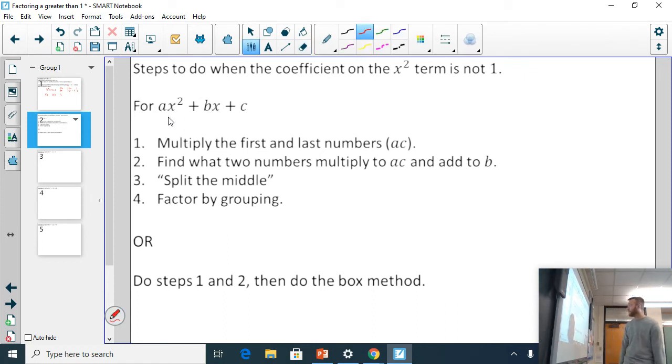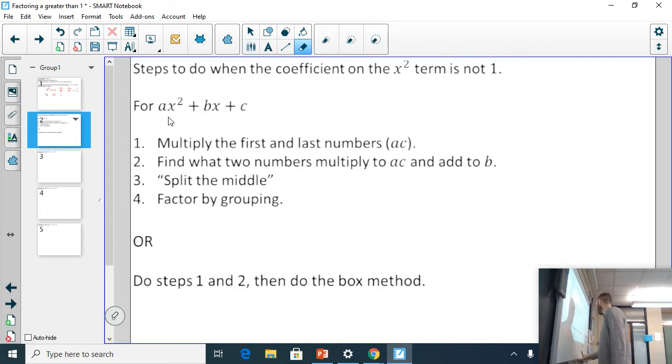So the first step is multiply the first and last number, a and c, and then find what two numbers multiply to ac and add to b. So really similar to what we did before. Before, we used to find two numbers that multiply to c and add to b, but now we just have to multiply a and c together.